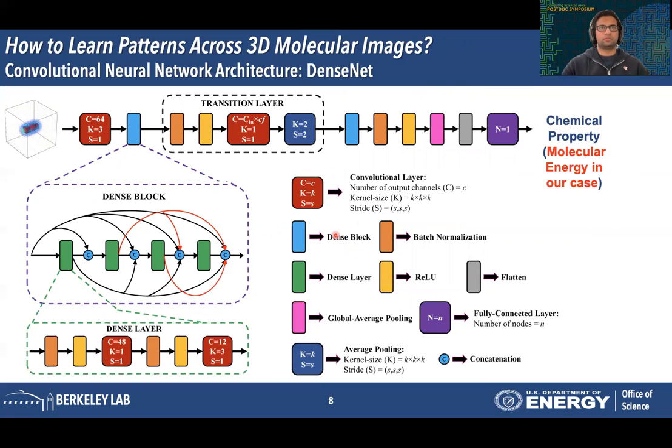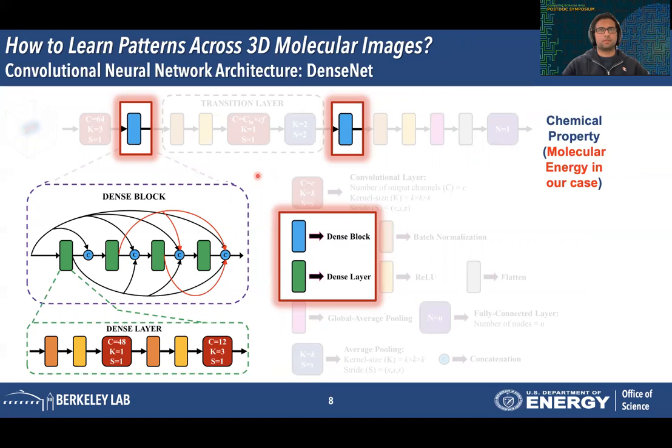In this work, we use the DenseNet convolutional architecture, which is quite popular in the deep learning community and is commonly used for computer vision tasks. We modified and adapted the standard DenseNet architecture accordingly to make it compatible with 3D input representations and for the grid sizes in our work. This figure here shows the base DenseNet architecture that we used in this work.